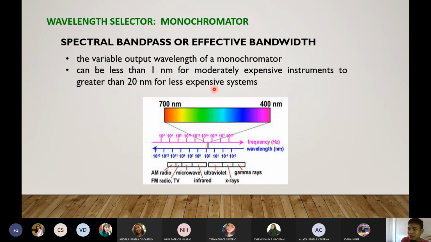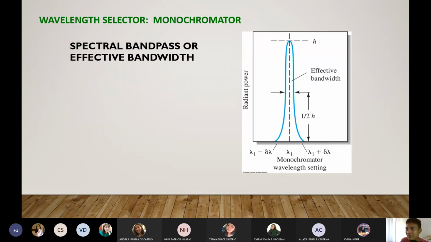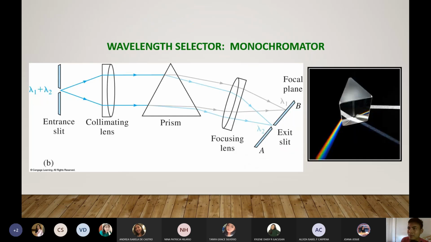So ano ba nangyayari dyan? Remember, you have a spectrum of light, no? You want to choose only one of it, no? So isa lang gusto mo piliin, then, you use a monochromator, no? Okay, so para iisang wavelength lang yung magamit mo for your analysis. Okay? So anyway, we'll skip that.